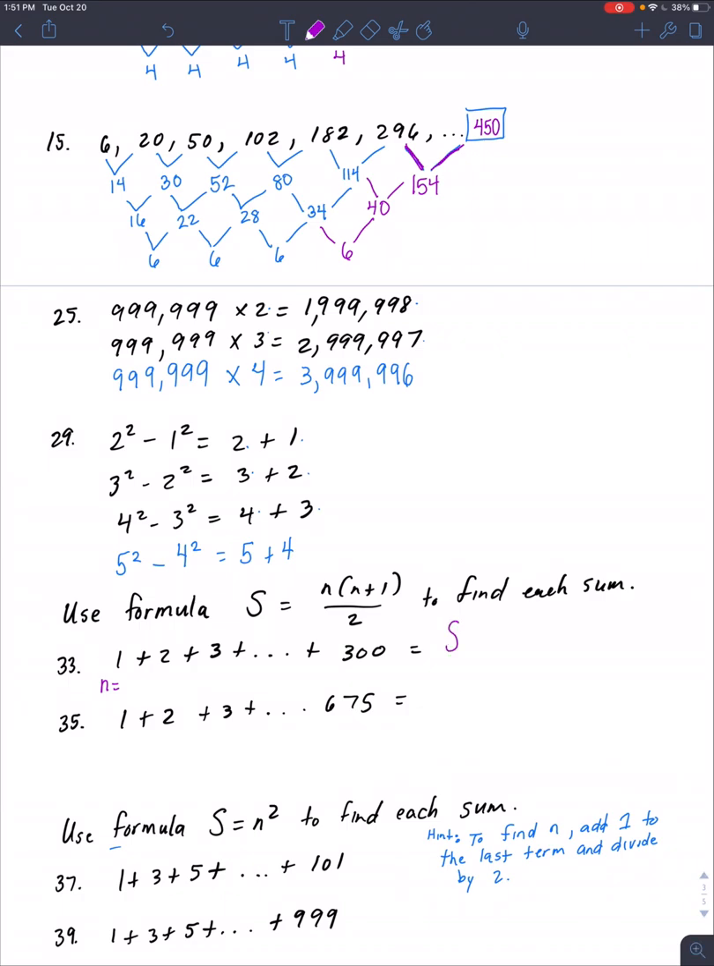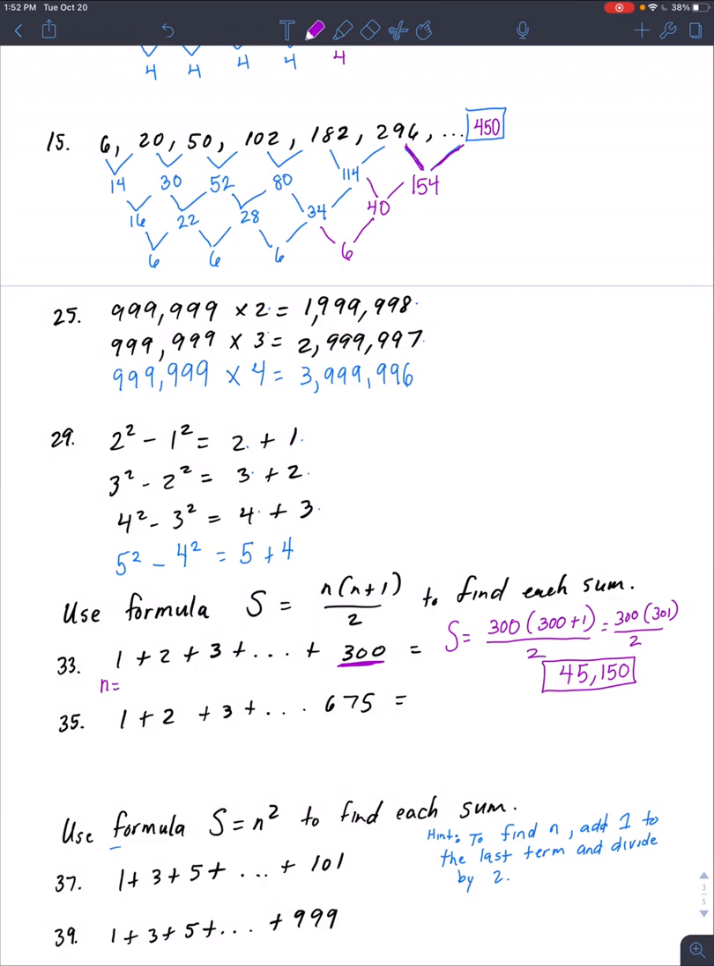So we have S is equal to n, and n is your last term right here. So this is n, 300, we're filling in this n, comma, n plus 1, divide by 2. Okay, so when we plug that in, you're just going to have 300 times 301 divided by 2. In this case, that's 45,150. You can go ahead and calculate that. So we're just working on plugging into the formula. This one's pretty basic.